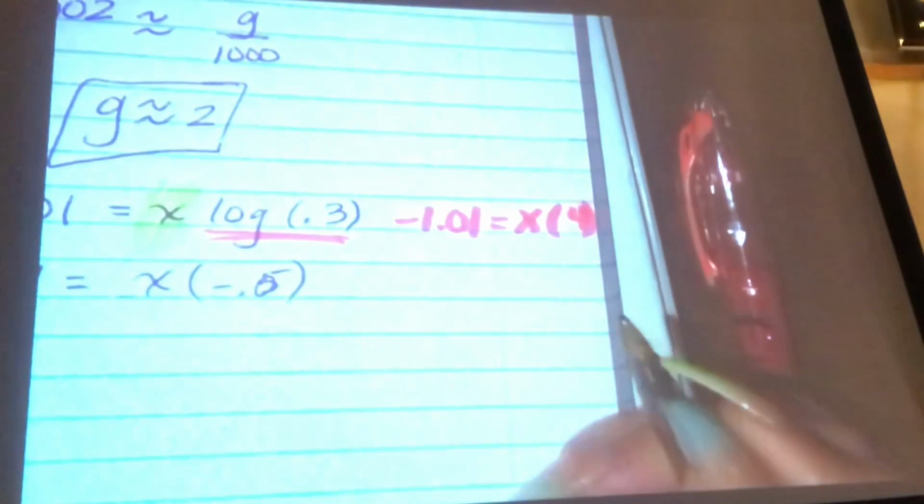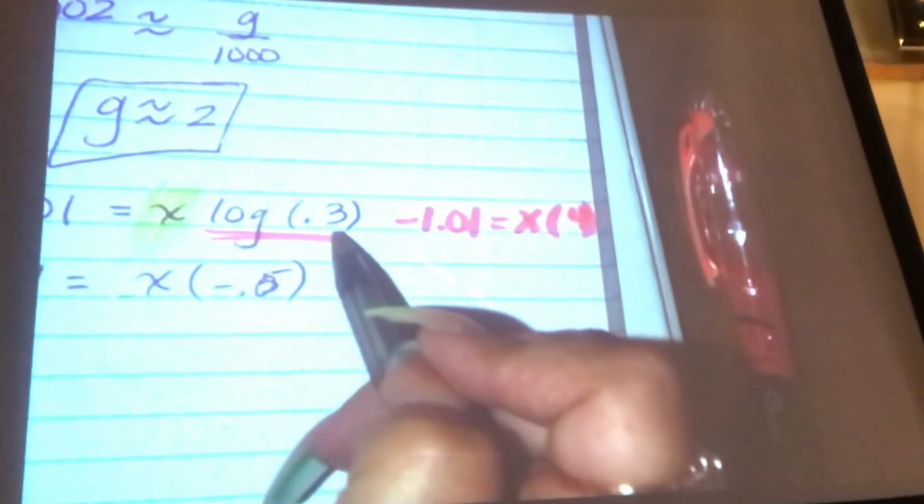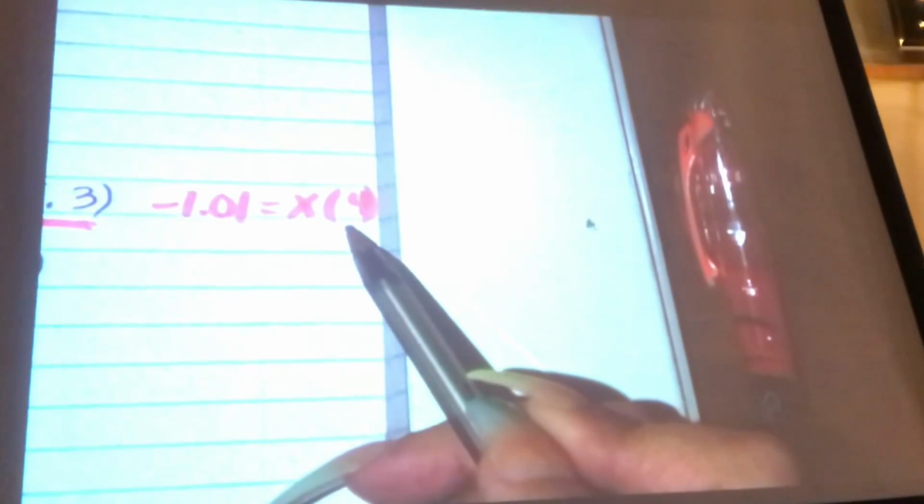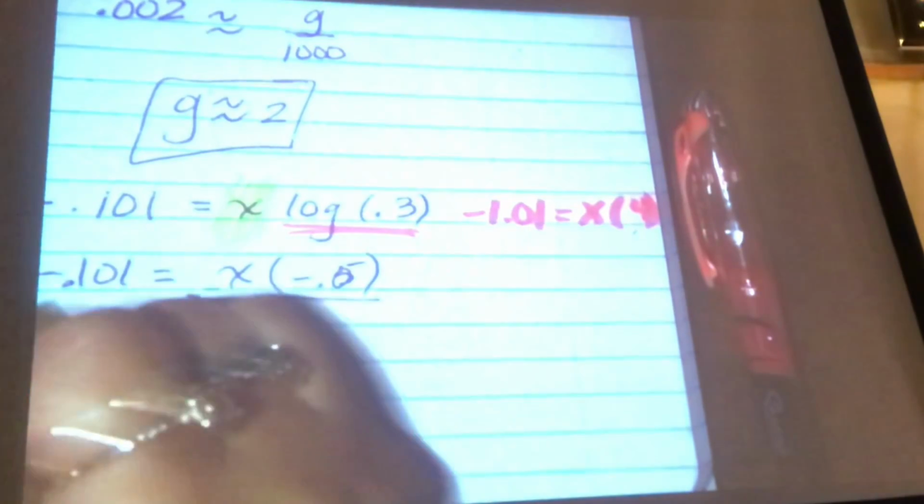0.5 or 0.05, sorry. I'm not saying you're wrong, I just don't hear you. 0.5. Is that what everybody got? The log of 0.3? So what do you do with this negative 0.5? Why are we confused, guys? What'd you do with this 4? Divide. What are you going to do with this negative 0.5? Divide. So divide both sides by negative 0.5.